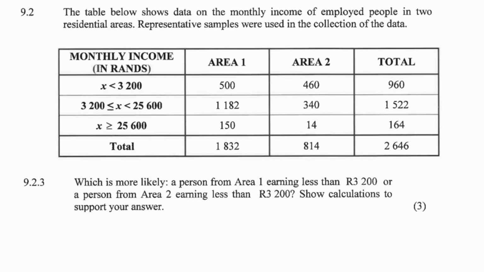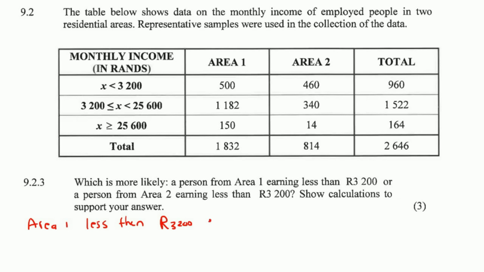Which is more likely, a person from area 1 earning less than 3,200 or a person from area 2 earning less than 3,200? Show your calculations to support your answer. Let's find a person from area 1 less than 3,200. What they mean is, if you had to visit the people in area 1, or visit the people in area 2, which one is more likely? Would you see a person in area 1 with less than 3,200 rand, or a person in area 2?